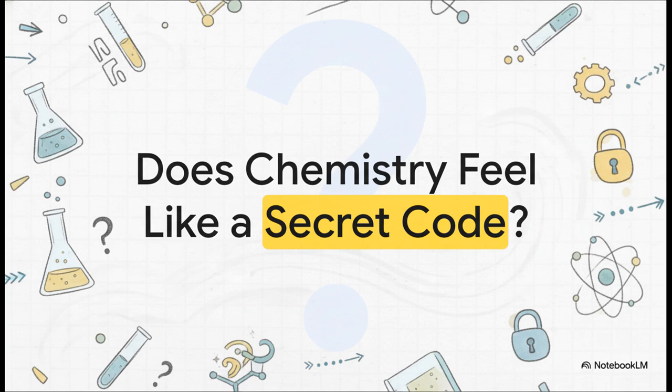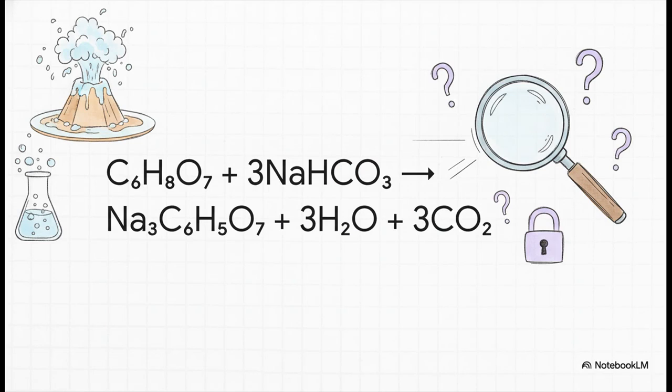All those little symbols and numbers and arrows, yeah, they can look pretty intimidating. I mean, just look at this thing on the screen. Seriously, this is just citric acid and baking soda getting together. You know, the stuff you use for a classic science fair volcano. But on paper, it looks like a super complex password for some secret government agency. So yeah, it's totally understandable why this stuff can feel a little overwhelming.